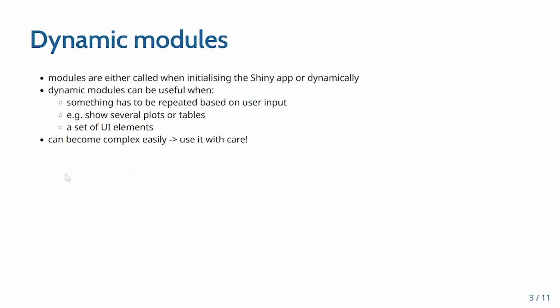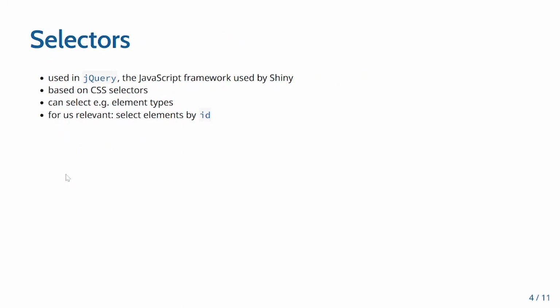Okay, let's quickly have a look at what this selector is. Selectors are used in jQuery, which is the JavaScript framework used by Shiny, and these selectors are based on CSS selectors. With this, you can select or define rules on what you want to select in your Shiny app. You could, for example, select element types, so you could select all buttons or all divs. And what is relevant for us is that you can also select single elements by ID.